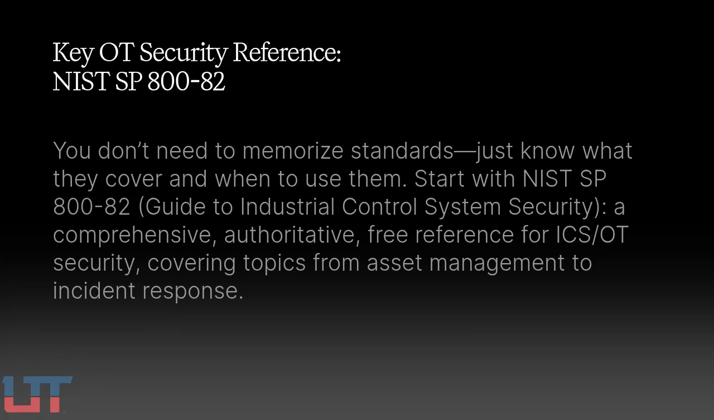You need to know that they exist, understand roughly what each one covers, and know when to refer to them. NIST publication NIST SP 800-82, the Guide to Industrial Control System Security, is the most accessible starting point. It's published by the National Institute of Standards and Technology. It's comprehensive, authoritative, and free to download. It covers everything from asset management to incident response in an ICS context and is a useful reference for any OT security conversation or assessment.